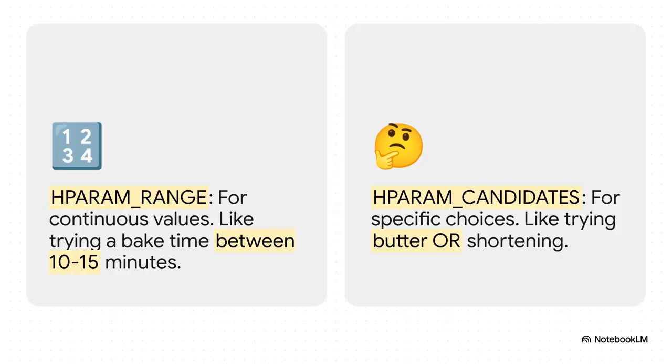So how do you adjust those settings to find the best possible recipe? Well, BigQuery ML gives you 2 main ways to do this automatically. For stuff that's on a scale, like numbers, you use hparam range. That's like telling it, hey, try a bake time anywhere between 10 and 15 minutes and see what works. And for specific choices, you use hparam candidates, which is like saying, okay, let's try one batch with butter and another one with shortening and see which one tastes better.